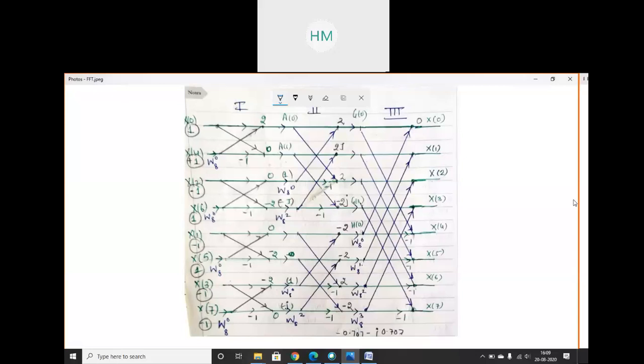Okay, next answer. Sakshi 0. Okay, x of 1 क्या आ रहा है? X of 1 is g of 1 plus w8 1 h of 1. Next, x of 1. So I think today we will finish with this numerical. That's very good. Next value.